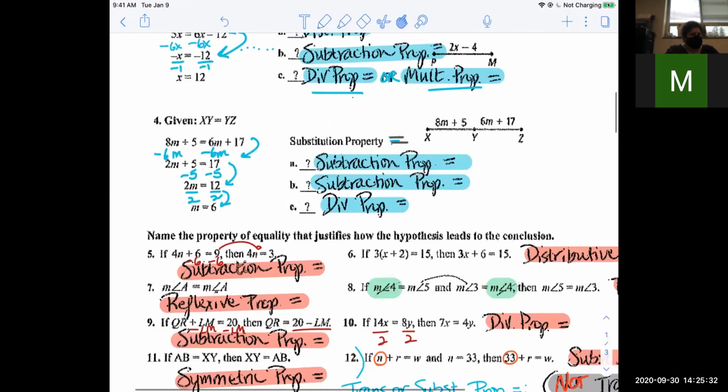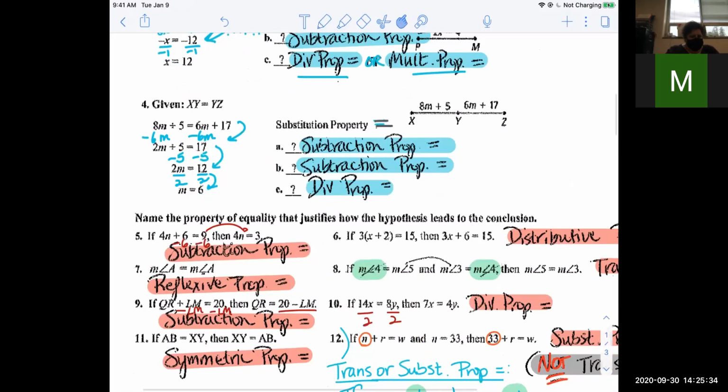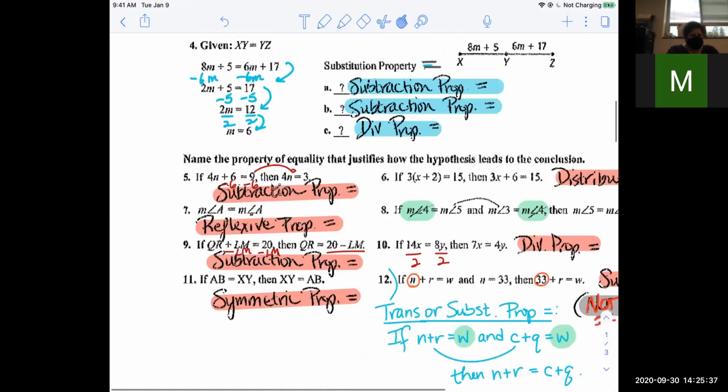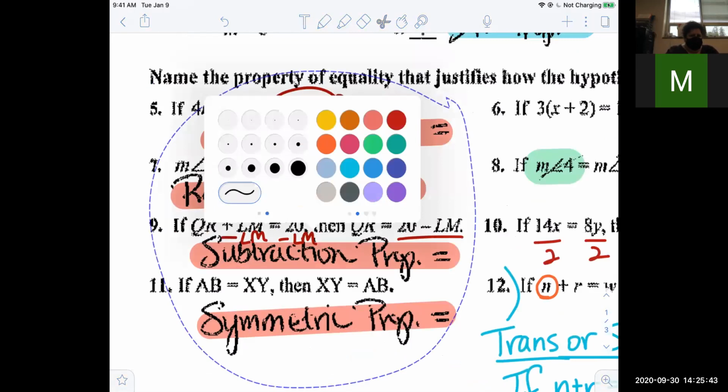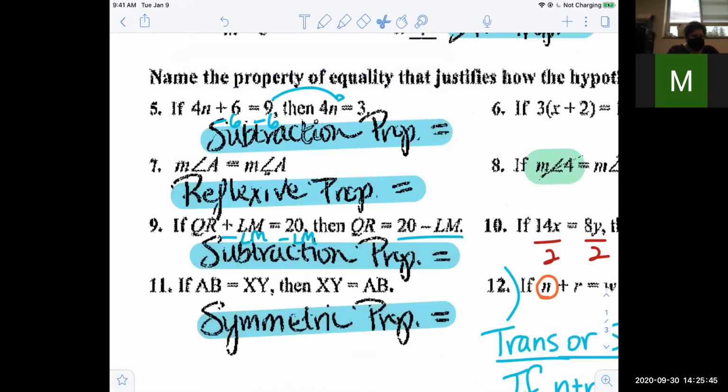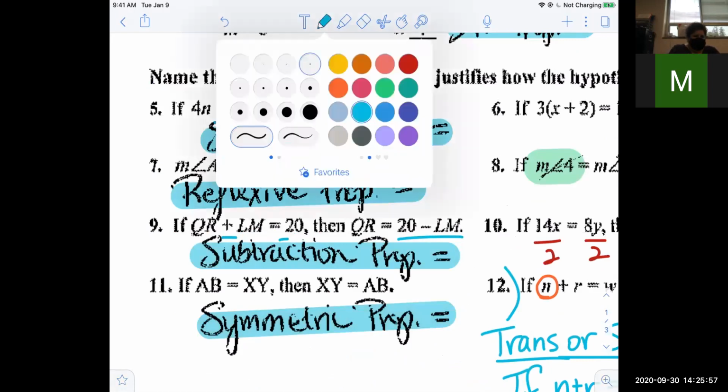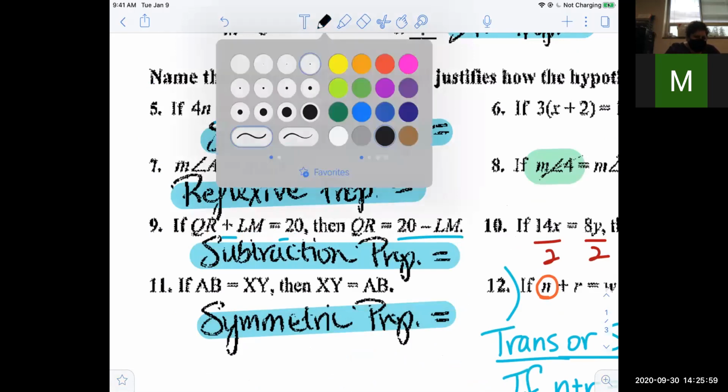Okay, so these are proofs because you're just justifying your actions from one step to the next. Okay, here is this proof. This is subtraction on the first one. I know it's a little bit hard to read that. That is subtraction.